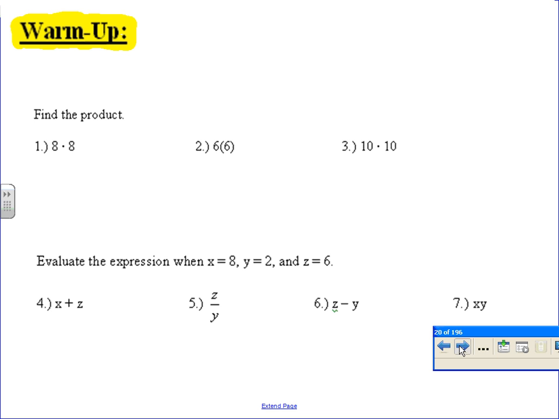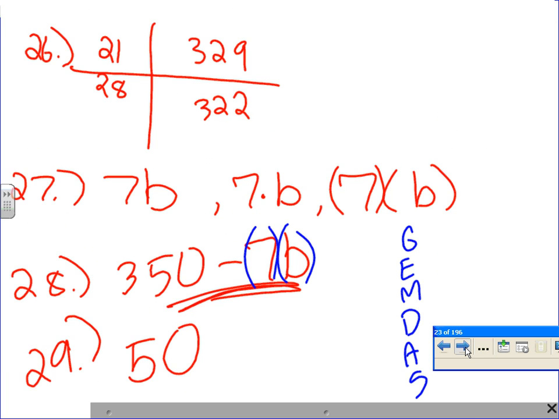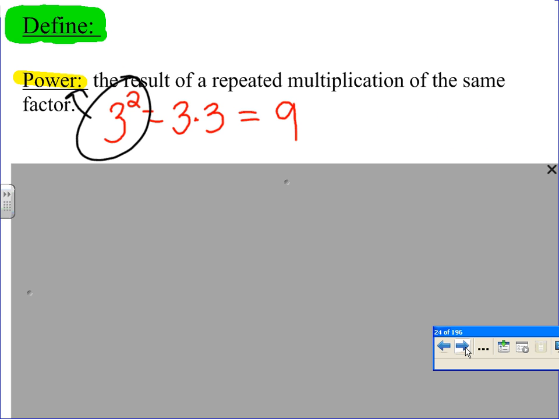Okay. So we're going to skip that. We already did that. All right. Power. So here you answer Sean's question already. Power, the result of a repeated multiplication of the same factor. What I have circled here, this whole thing is a power. A lot of people get confused and think that this 2 is a power. Wrong. The 2 is an exponent. The 3 is a base. This whole thing is a power. I know that's something very little, but it's very important that you know this whole thing is a power. 3 to the 2nd is a power.